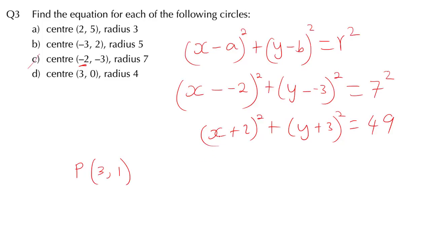So let's try. X is 3, so 3 plus 2 is 5, so I've got 5 squared. And then y is 1, so 1 plus 3 is 4, that's going to be 4 squared. 5 squared is 25. 4 squared is 16. If you add this together, the answer is 41, which is not the same as 49. So this point here is not on the circumference of that circle. Okay, so that's how to do this.